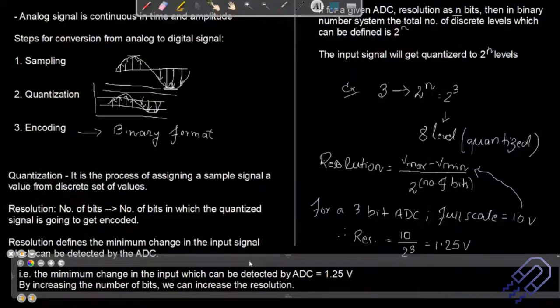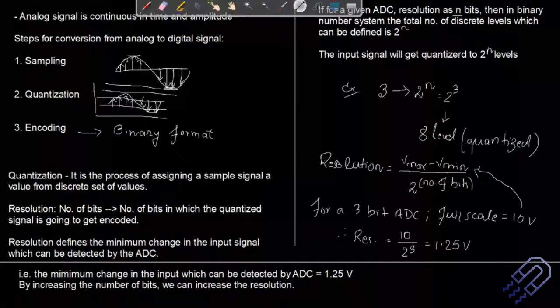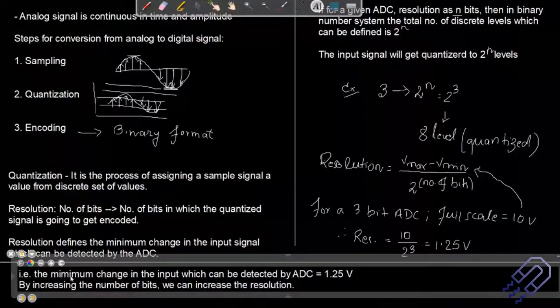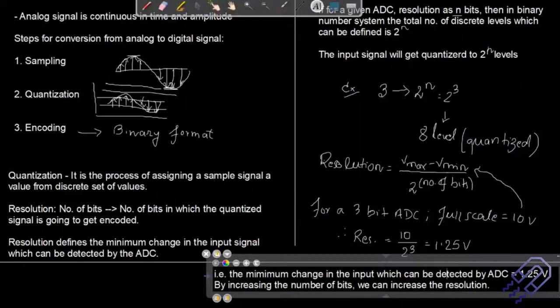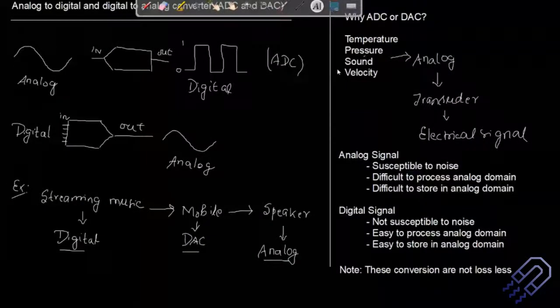We are not going to go further, as this is actually a huge topic, but we are just going to cover up to this particular point. A possible question might be to explain resolution, or a numerical problem similar to this. You can do that. These kinds of questions may be there, and you have to explain what analog to digital and digital to analog converters are.